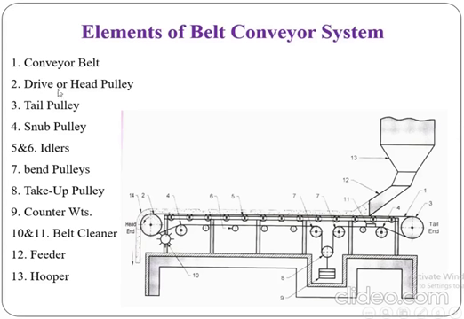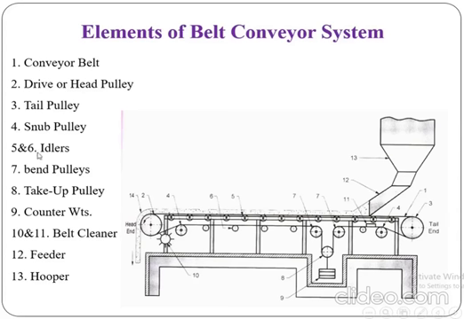Then second is the drive or head pulley. So number 2 is here. This is called the drive or head pulley. Then number 3 is the tail pulley. So here is the tail pulley or the tail end. Then snub pulley, number 4. Here is the location of the snub pulley to change the direction of the belt and maintain the tightness of the belt along the head pulley and the tail pulley.